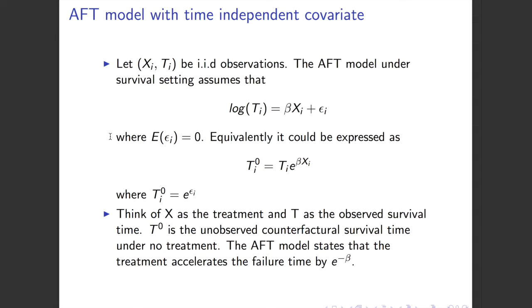So the accelerated failure time model basically assumes that the log of your survival time equals a linear function of your covariate plus an error term. And this error term has expectation 0 and has no parametric form. So this is a semi-parametric model. We can translate this to more of a causal framework. If we take the exponential on both sides, we can write this in this form. This T_i^0 is the exponential of the epsilon term.